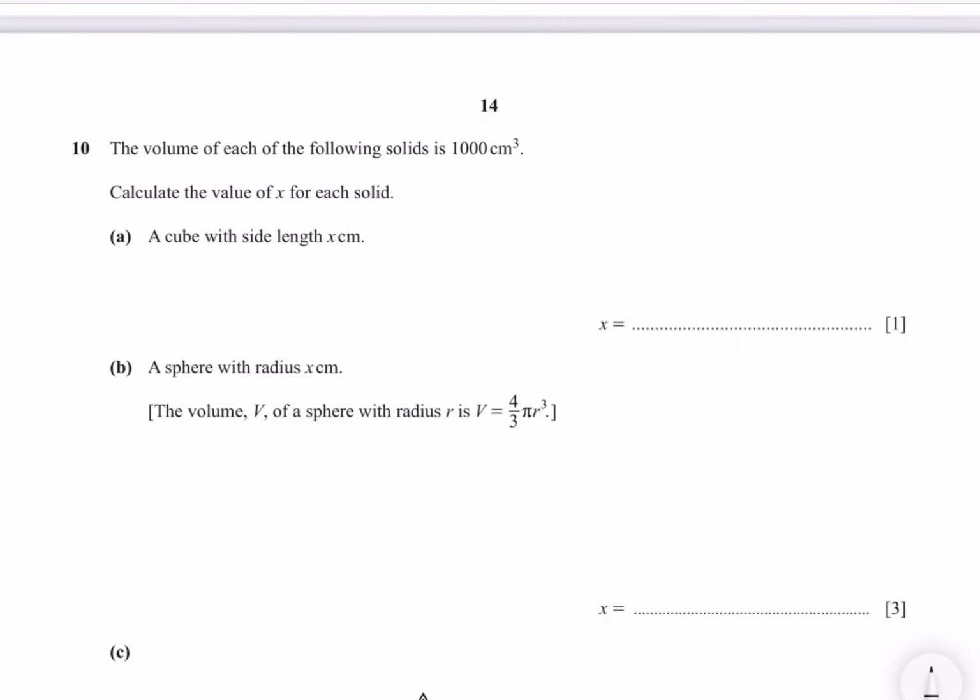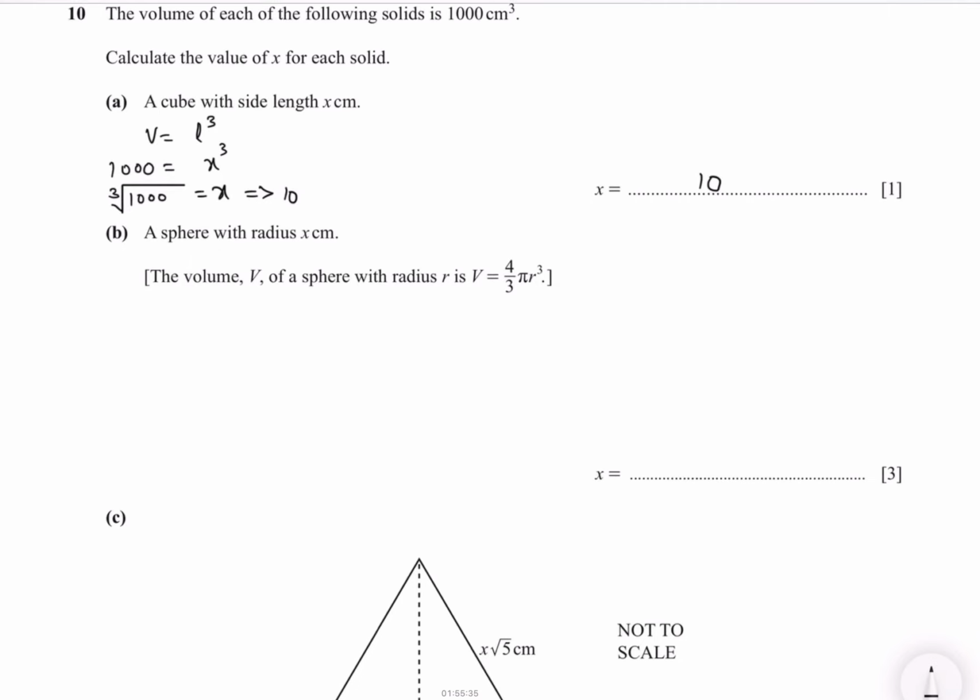The volume of each of the following solids is 1000 cubic centimeter. Calculate the value of x for each solid. A cube with side length x centimeter. So volume is equal to L power 3. So 1000 is equal to x power 3. So cube root of 1000 is 10. So this is the value of x in part A.